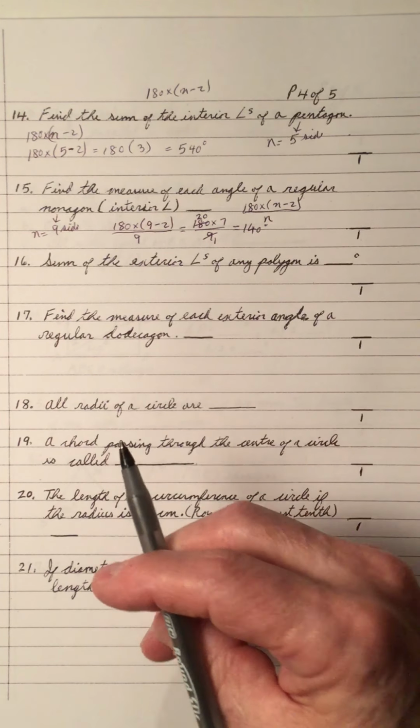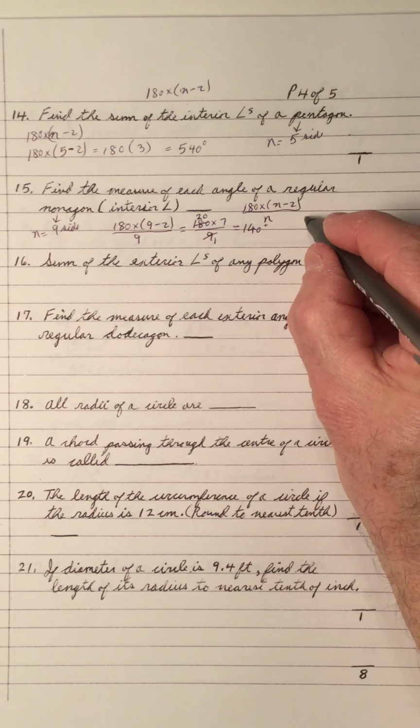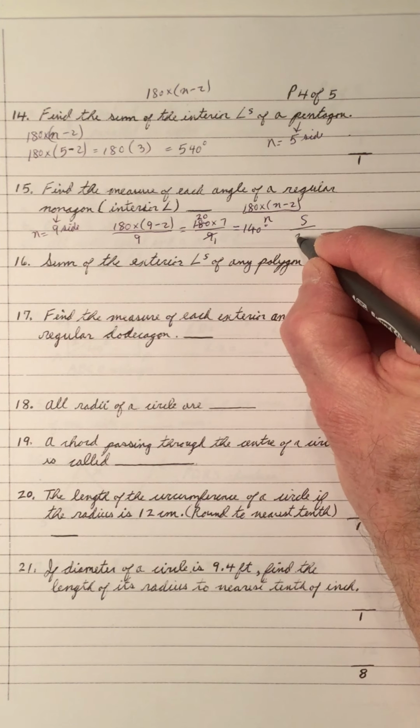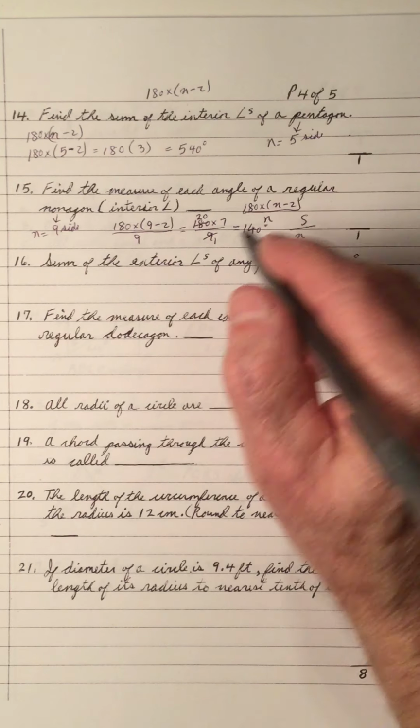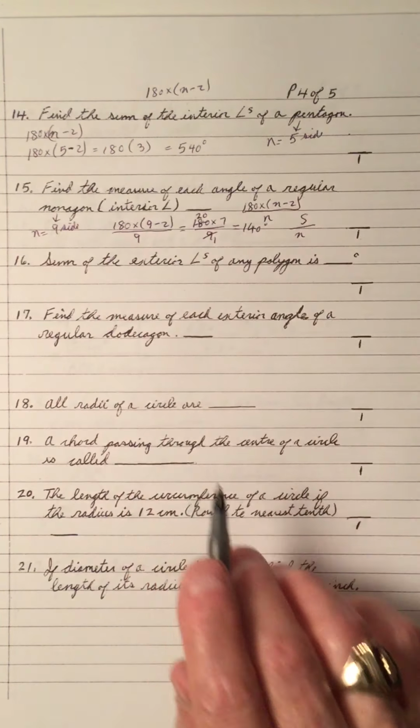Again, to get each angle, it's the sum S divided by the number of sides. S is 180 times n minus 2.